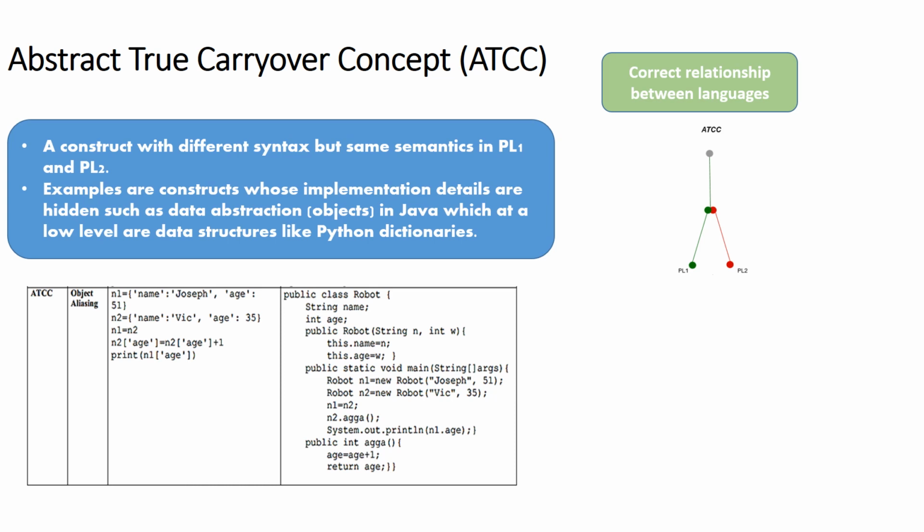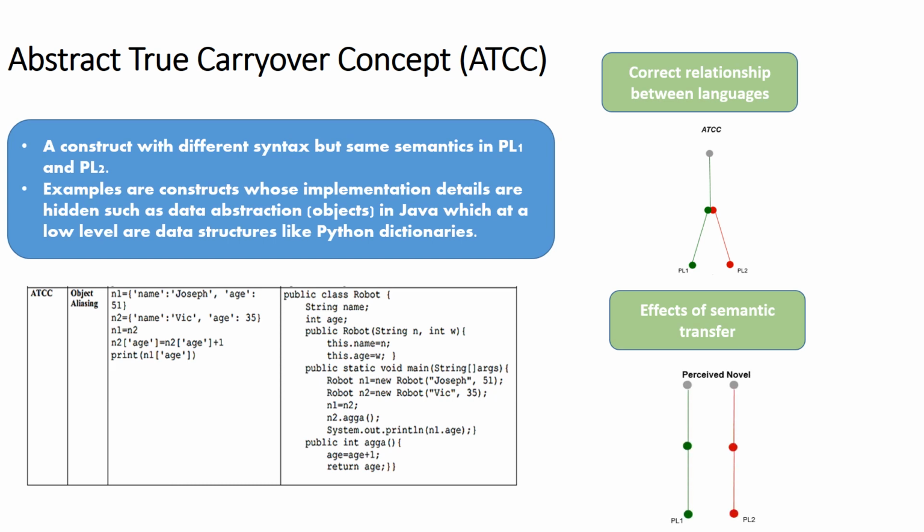But what actually happens when a learner encounters an ATCC during learning a new language? We predict if a learner encounters an ATCC, they will perceive it as a novel concept, since there is little or no syntax match. Hence, there will be little or no semantic transfer, which does not match the correct learning above.